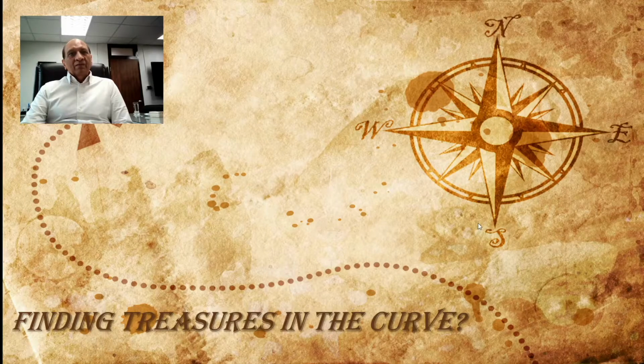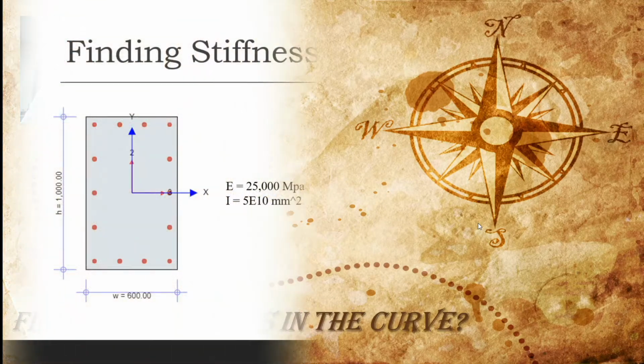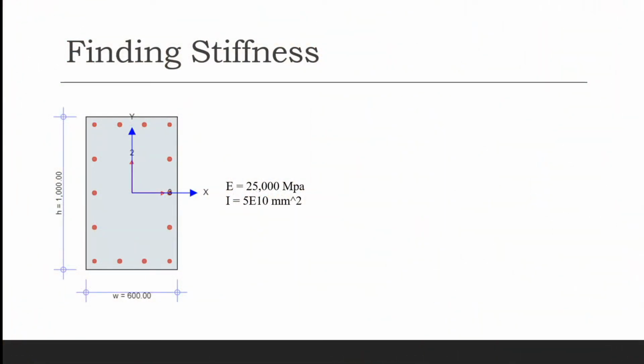However, we will see that that is not the case when the members have deformed significantly. At the initial condition, we can use the gross cross section to calculate the E and I and multiply them together to calculate the stiffness. And this number is good enough when the cross section is undeformed and uncracked.